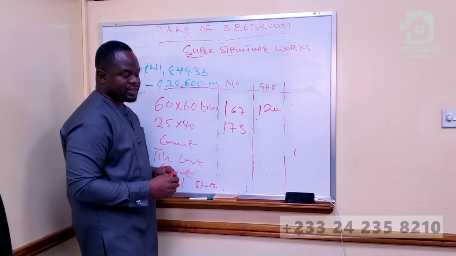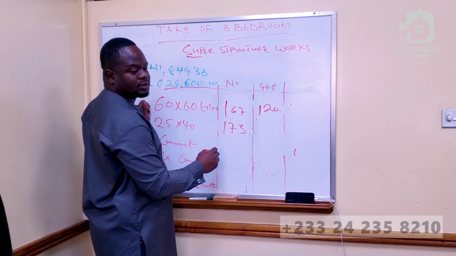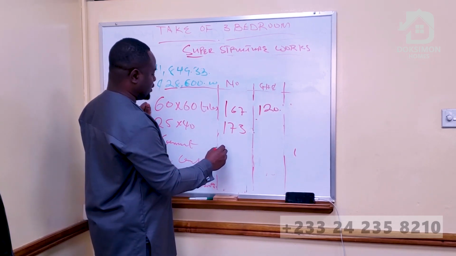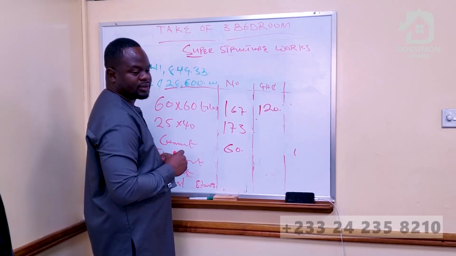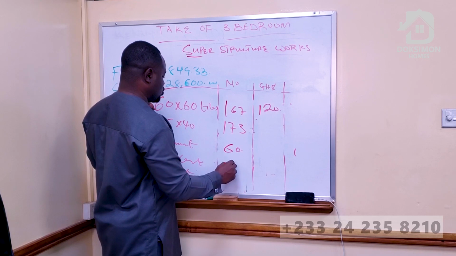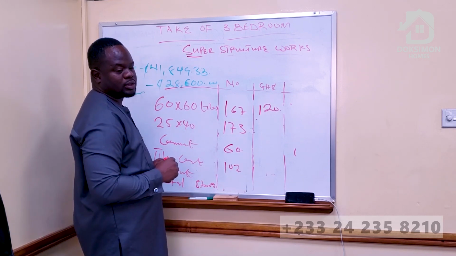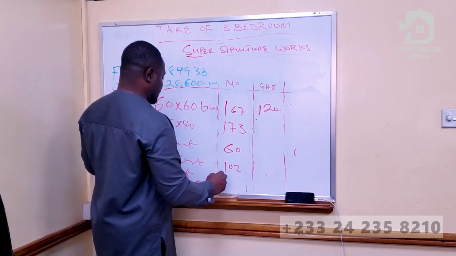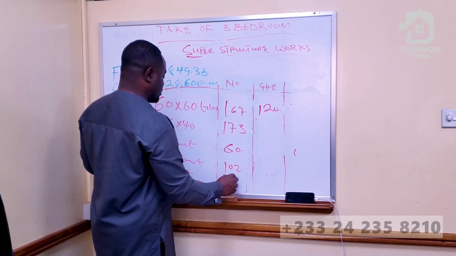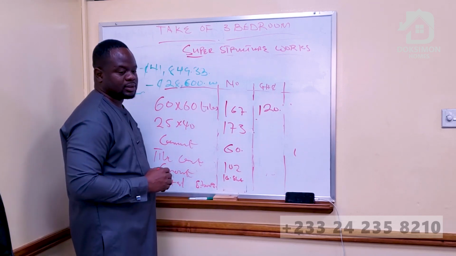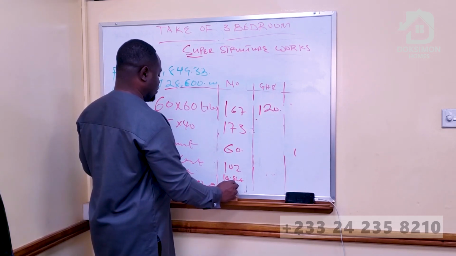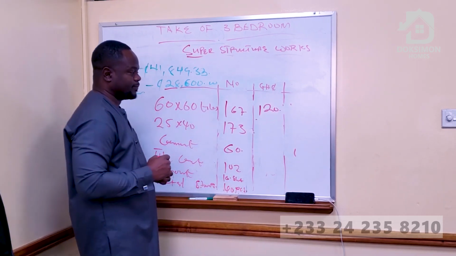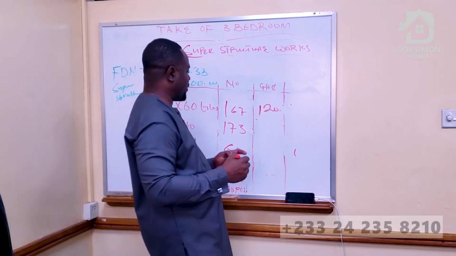So we're looking at the cement. We'll need about 60 bags of cement. We need a tile cement, 102. Then we also need the grout, just 10 sachets. Then we also need the metal strips, 40 pieces. Okay, so we're going to give you the fair price.